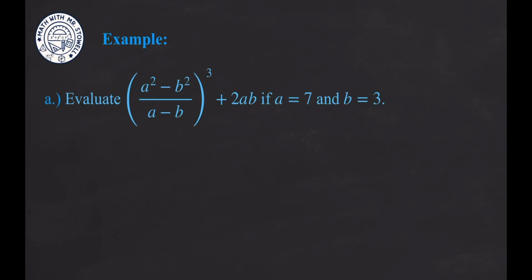What we're going to be doing with this is we know that a is 7 and b is 3. Anywhere you see an a, put a 7. Anywhere you see a b, put a 3. So in other words, this is going to be parentheses, big parentheses.